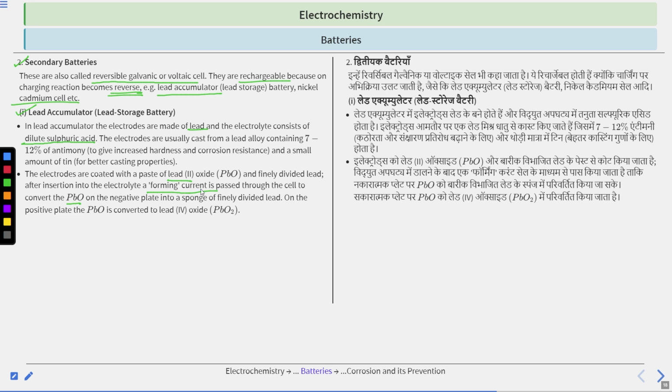So these are the steps of what is happening in the lead accumulator type of battery, the lead storage battery. What are the reactions, or what is the process happening on anode? What is the process happening on cathode? Why is the anode made of a particular type of compound, while the cathode is made of another particular type of compound?